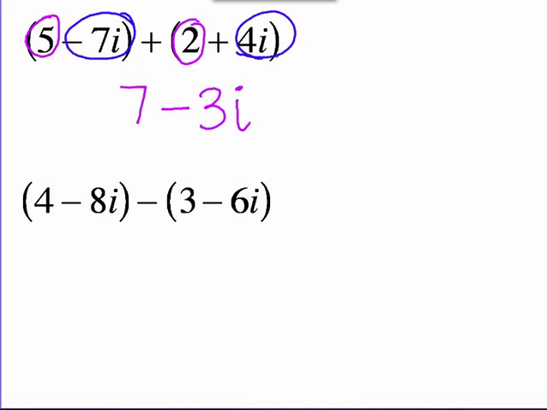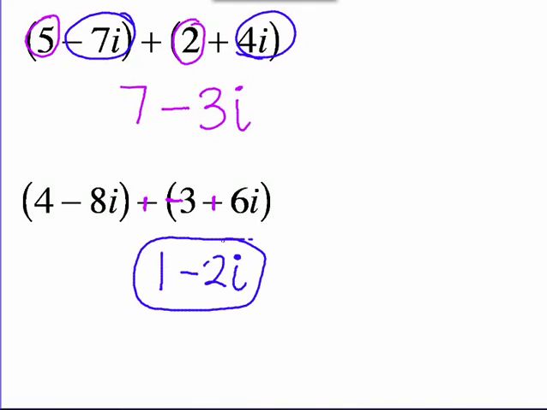The next one. What should you do first? Distribute the negative. Good. You need to distribute that because otherwise you will lose it. Change the subtraction to addition. So then with that in mind, what do I get? 1 minus 2i. All right, so far so good?